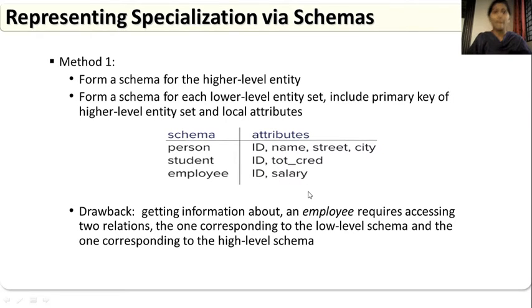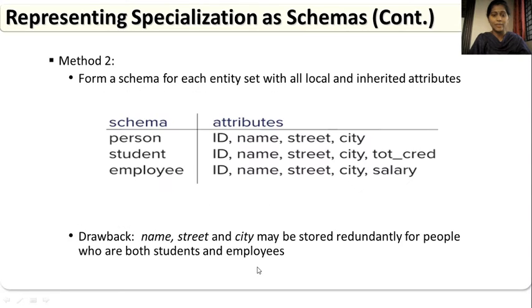The drawback of this method is that getting information about an employee requires accessing two relations. It means if you want to access information about the employee, you have to extract both the employee and person relations to get the whole information. One corresponds to the low level schema and one corresponds to the high level schema. Thus we have a second method to overcome that drawback.